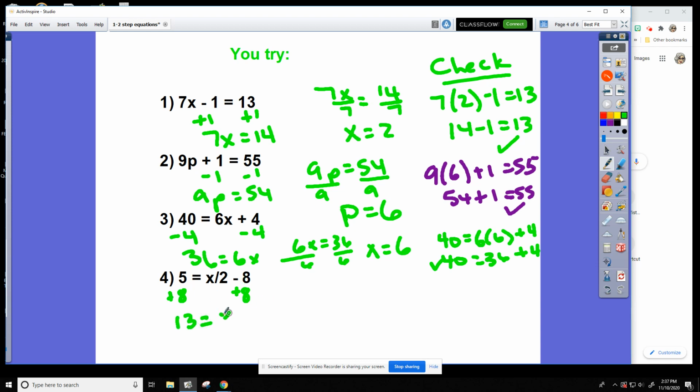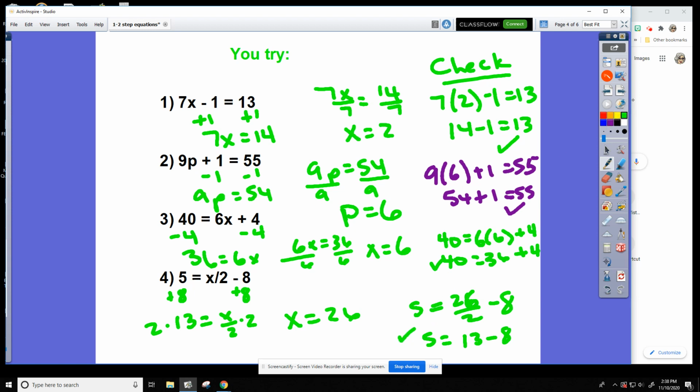13 equals x over 2. Multiply, opposite of division, x equals 26. So does it work? 26 divided by 2 minus 8 equals 5. I know it kind of looks like an 8. Minus 8, yes. Okay.